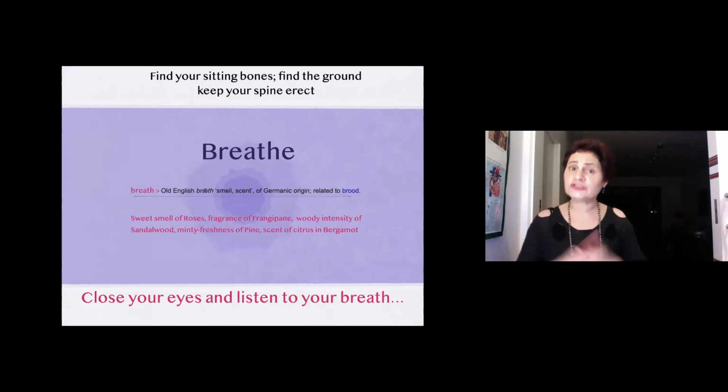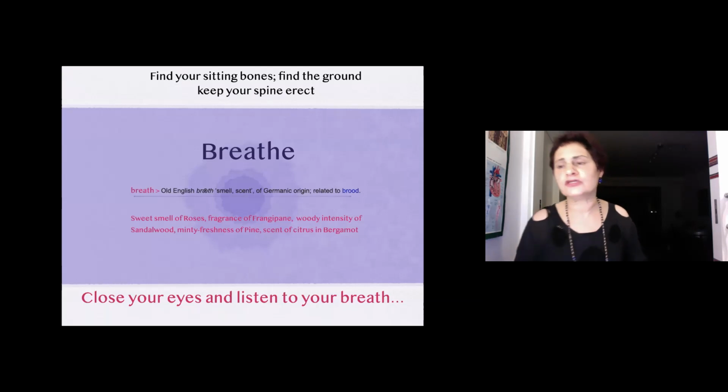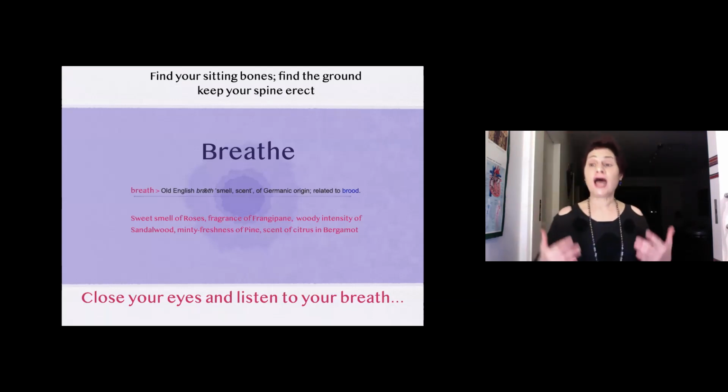Now please find your sitting bones again, find the ground. What do I mean when I say find the ground? If you're sitting on a chair, please have your feet in touch with the floor. Don't have your legs dangling down there. They have to be firmly on the floor. So adjust the position if you are on a chair that doesn't allow you to have your feet on the floor. This is going to make you sense your sitting bones, and all of that is to create the right scaffolding of your skeleton to actually allow you to function properly.